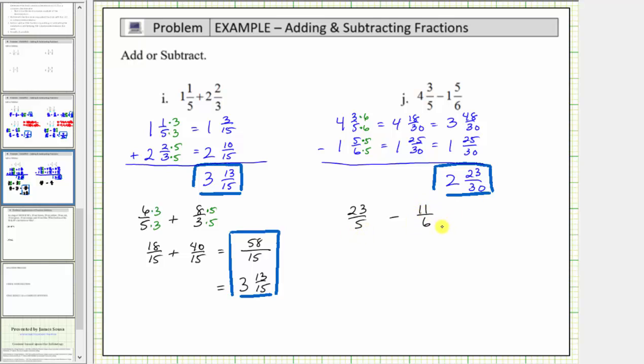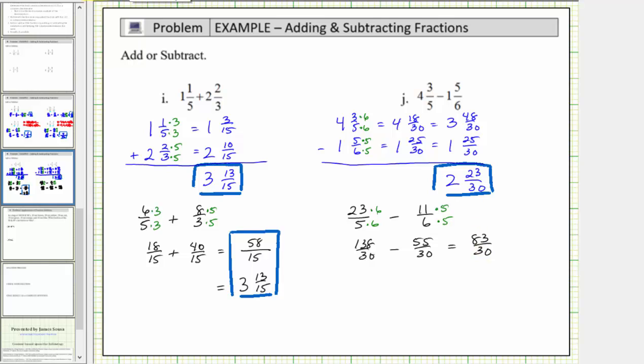Now we'll write these as equivalent fractions with the denominator of 30. So we multiply the numerator and denominator of 23/5 by 6, and the numerator and denominator of 11/6 by 5. 23/5 is equal to 138/30. 11/6 is equal to 55/30. Now that we have the same denominator, we can subtract. Subtracting the numerators, 138 minus 55 is equal to 83, and therefore the difference is 83/30. 83/30 does not simplify because the only common factor between 83 and 30 is 1.